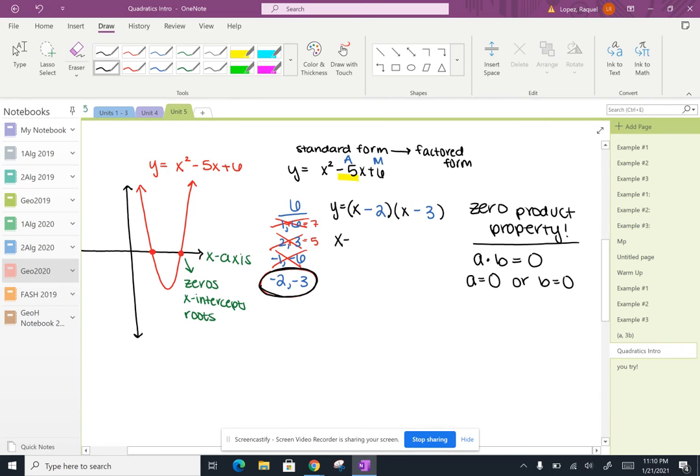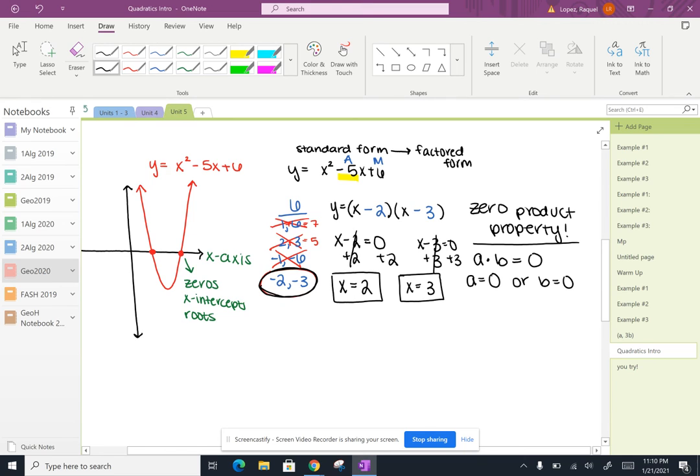So we set x minus 2, that first quantity, equal to 0, and I solve for x. To solve for x, I'm just going to add 2 to both sides. So I get x equals 2. And then I also have to set the other quantity equal to 0. So x minus 3 equals 0. And then to solve for x, I'm going to add 3 to both sides, and I get that x equals 3. So that means that x equals 2 and x equals 3.